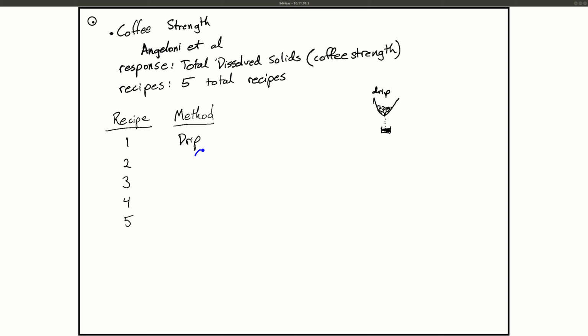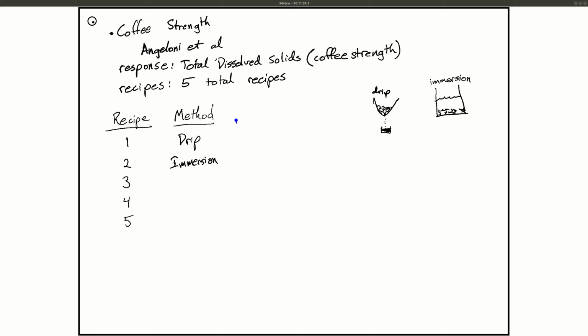They also had an immersion method. If you're familiar with the French press, you'll know about an immersion method. In the immersion method, you have a large container, and you put the coffee grounds in the bottom of the container, and then you fill that up with water, and these coffee grounds just sit immersed in the water. So recipe 1 was drip, and recipe 2 was immersion.